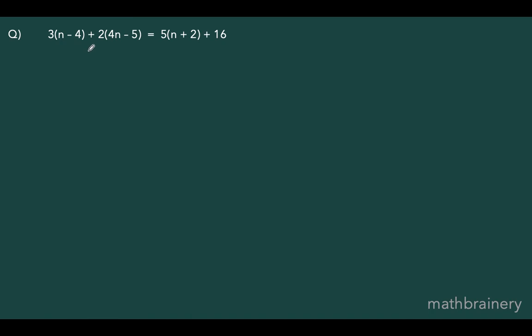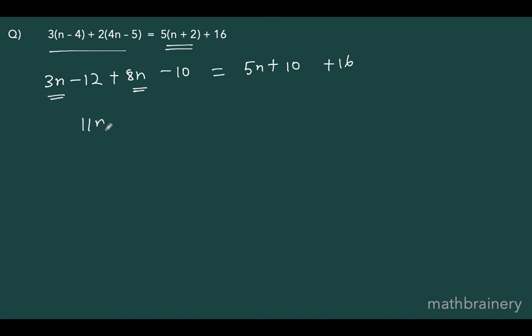3 times n minus 4 plus 2 times 4n minus 5 is equal to 5 times n plus 2 plus 16. Now again the same thing. Let's expand this. 3 times n minus 4 will be 3n minus 12 plus 2 times 4n minus 5 will be 8n minus 10. This is equal to 5 times n plus 2 will be 5n plus 10 plus 16. Let's simplify this now. 3n, 8n will be 11n minus 12 minus 10 will be minus 22. This is equal to 5n plus 26.